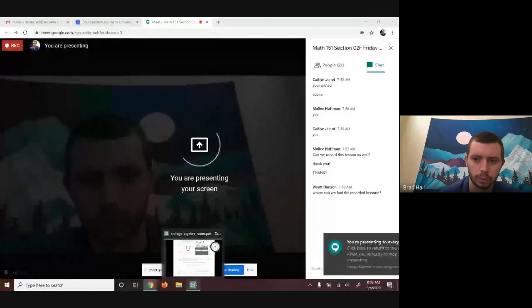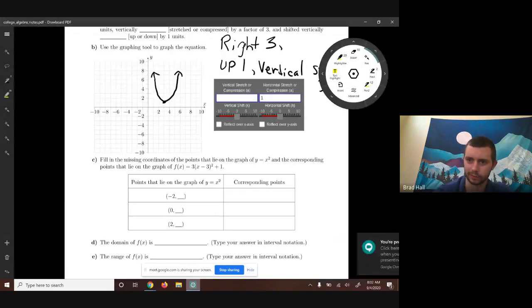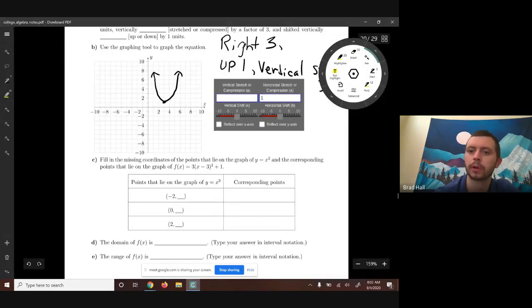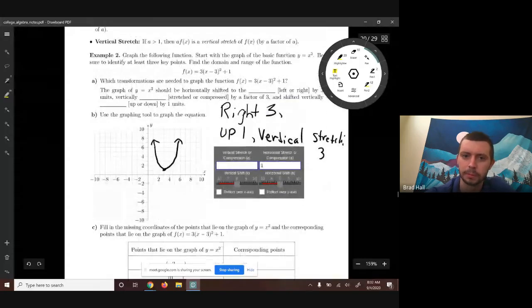Screen as well. Okay, so if you can't see what I'm doing, just let me know. I haven't really used the Surface tablet too much before. So pretty much I wrote down what we went over before.